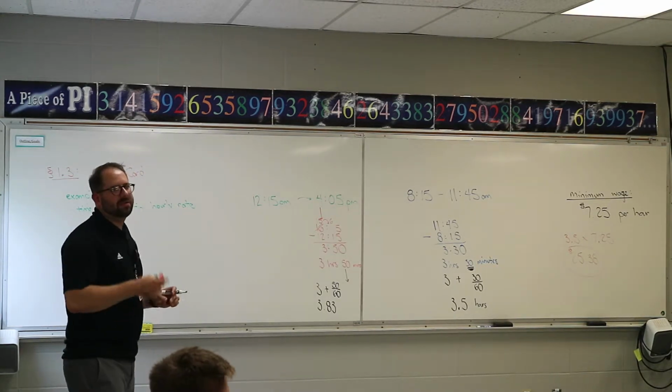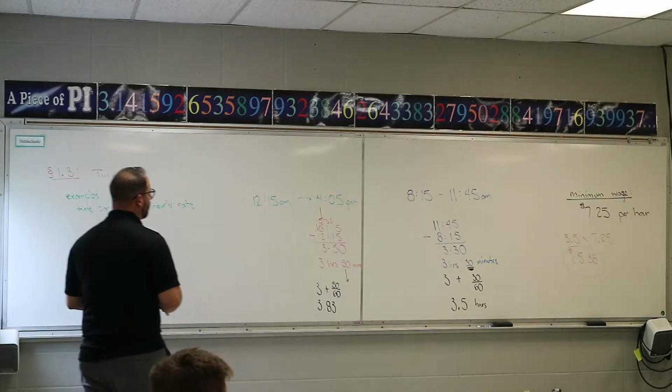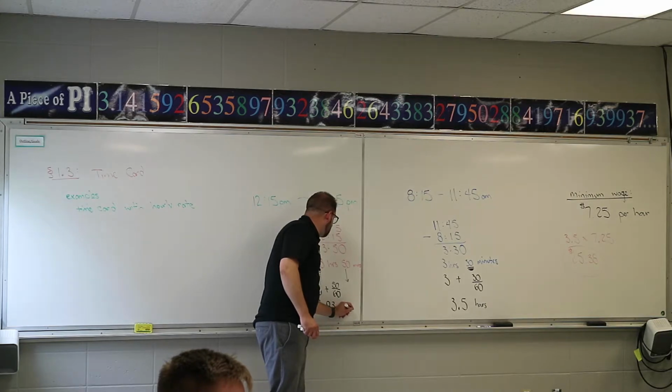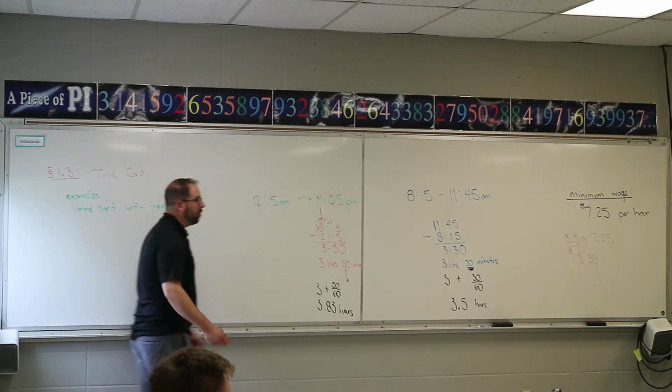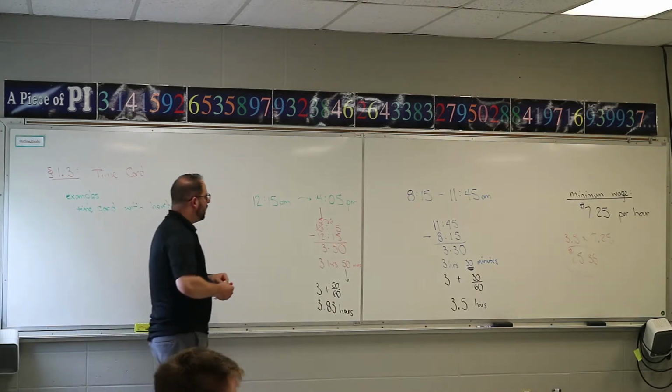All right. 0.83. So the 0.83 gets added onto the 3 because we had the 3 hours earlier. So here's my amount of hours that I'm working that afternoon. I'm working 3.83 hours. So almost 4 hours. Okay, so now here's where we're at.